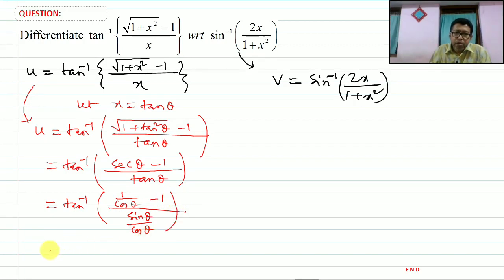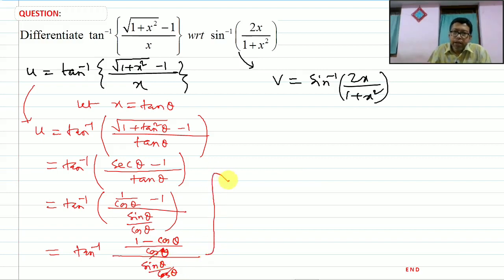Make an LCM so that you are getting tan inverse, and the numerator will get cos theta, 1 minus cos theta, whole divided by sin theta by cos theta. Now you have to cancel this cos theta and cos theta, so it will be tan inverse of 1 minus cos theta divided by sin theta.